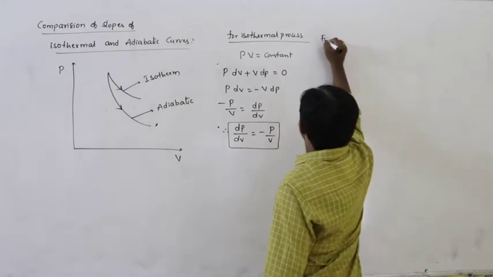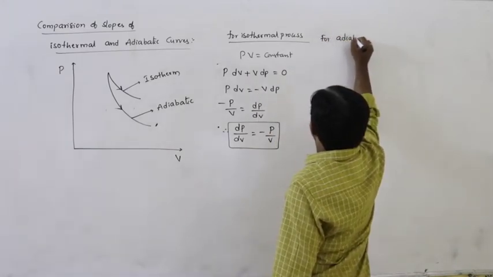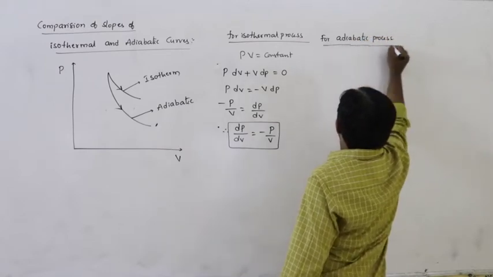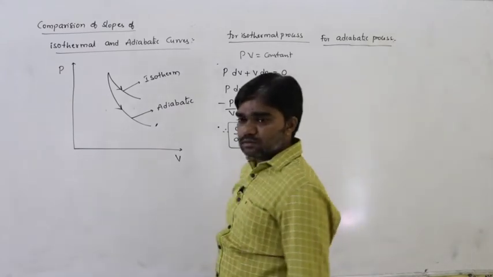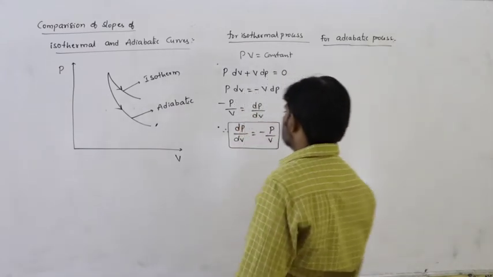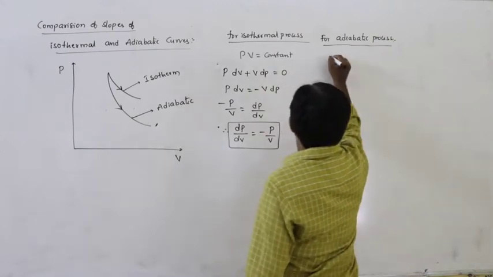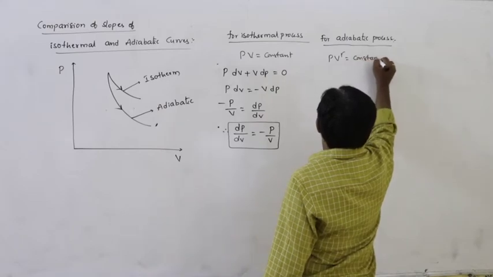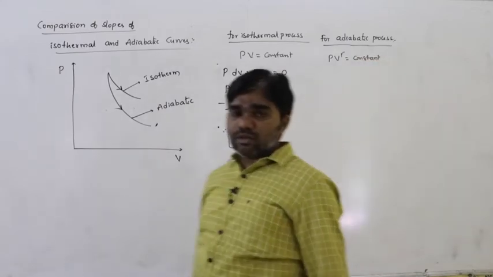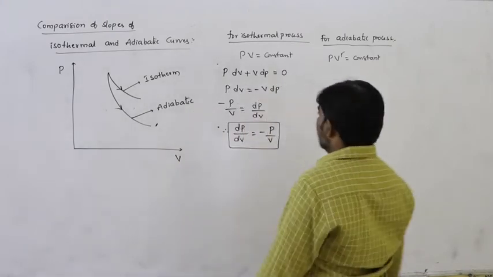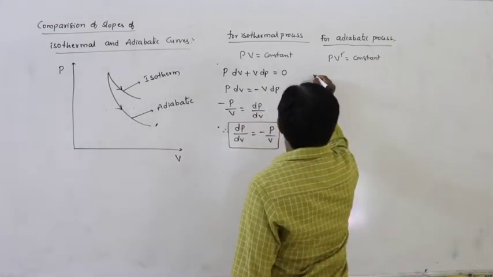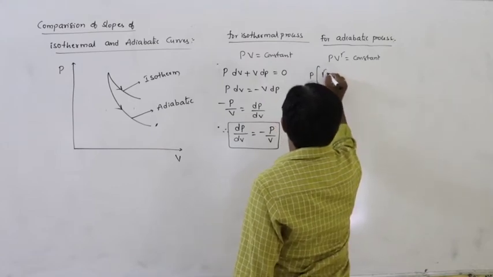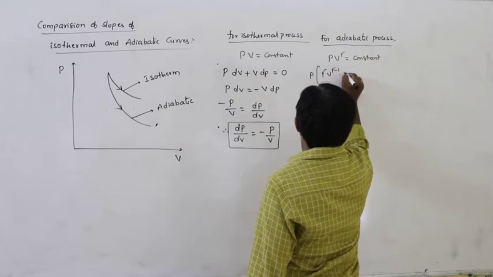Next, for the adiabatic process, we can consider the same. What is the relation that holds good in the adiabatic process? PV power gamma equals constant holds good in the adiabatic process. Again differentiating on both sides. P remains constant. Differentiation of V power gamma is equal to gamma into V power gamma minus 1 into dV.